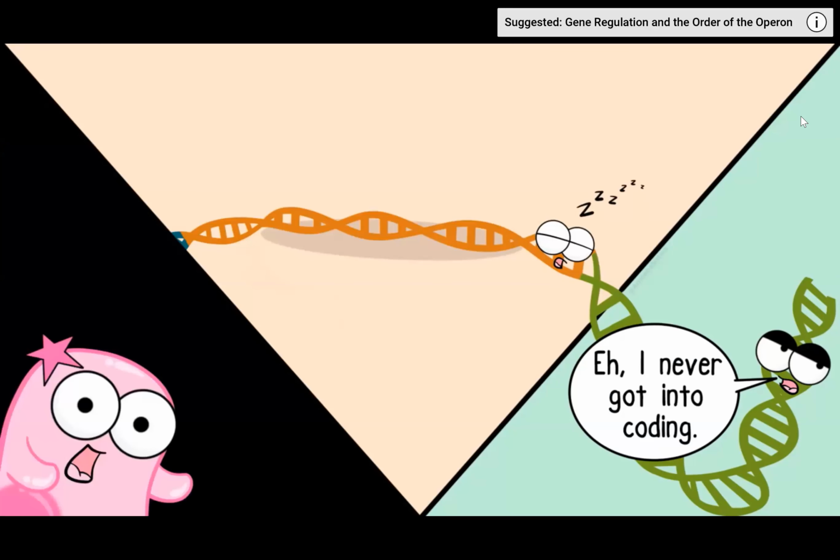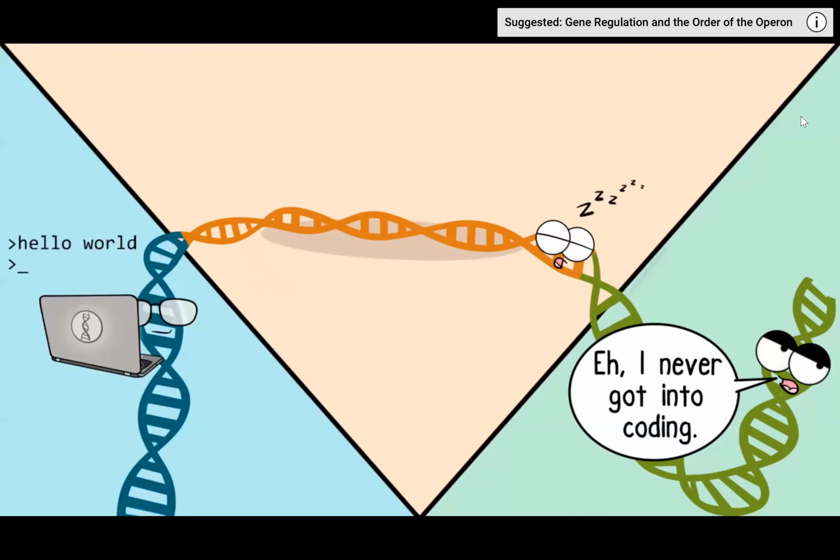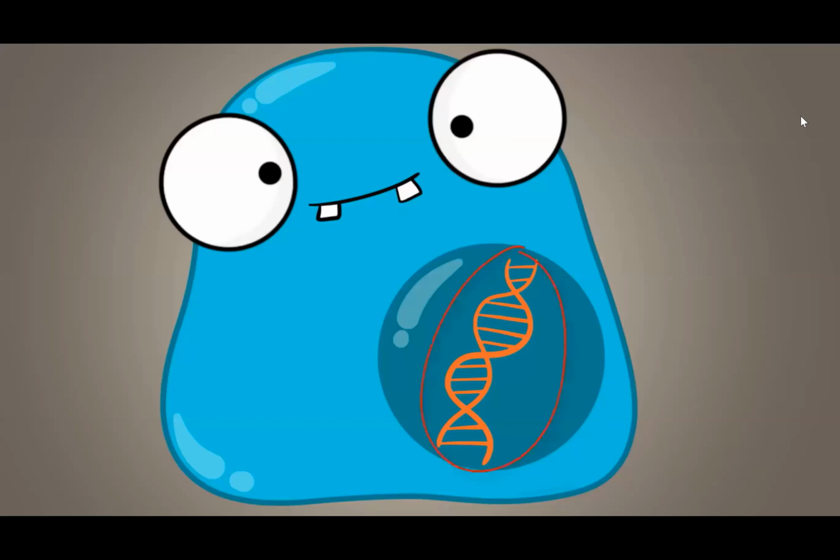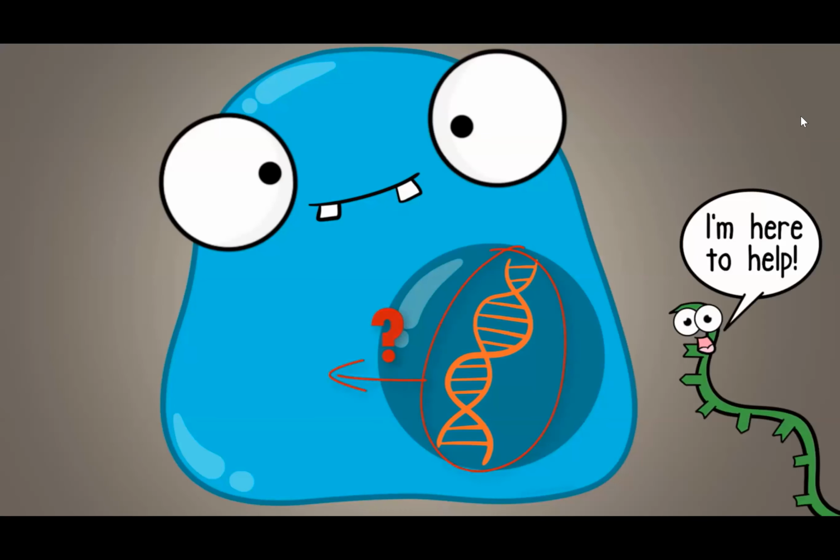More about that in our gene regulation video, but we're going to talk about genes that are coding for active proteins. So how are we going to get the information from these genes out of the nucleus so that the cell can start producing the proteins that it needs to make? Well, let us introduce you to the amazing work of RNA.